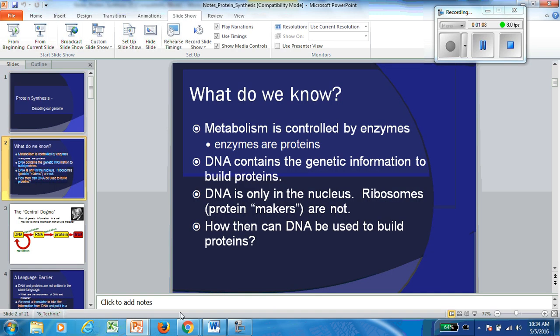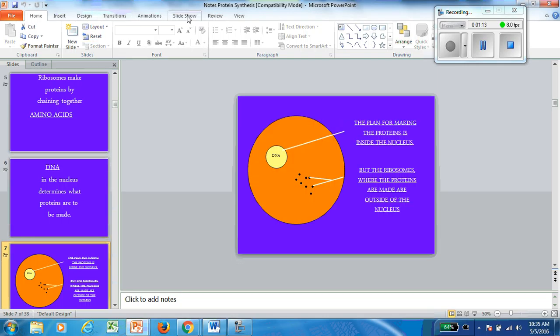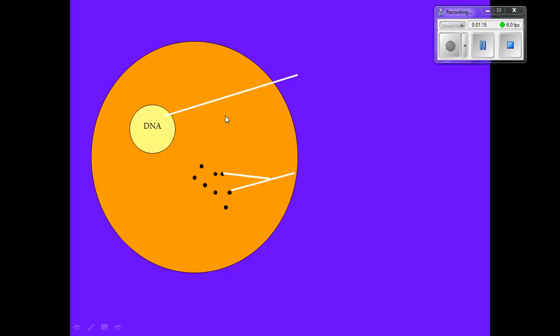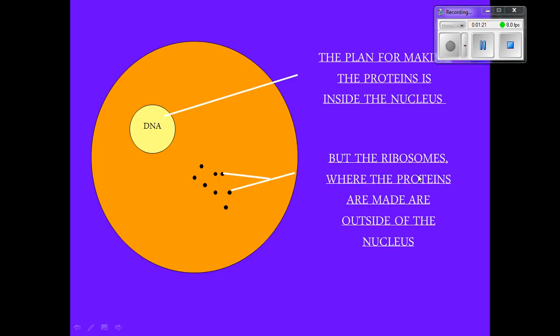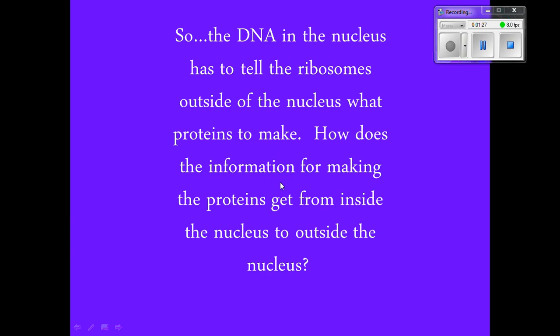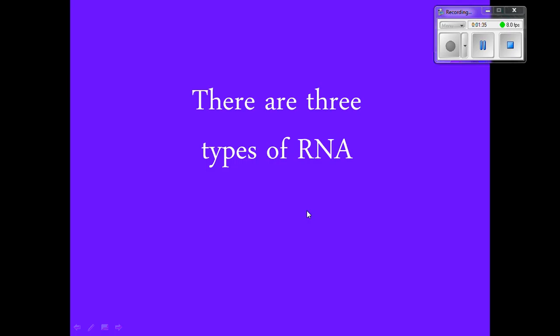So if we look at the larger picture here, we have DNA that is found in the nucleus, and that's the plan for making the proteins. But the proteins are made in the ribosomes outside the nucleus. So the question is, how do we get that DNA right here in the nucleus to the ribosomes? And the answer is the RNA transfers it.